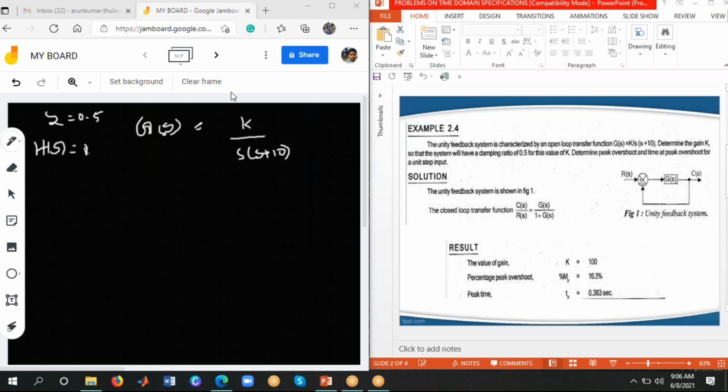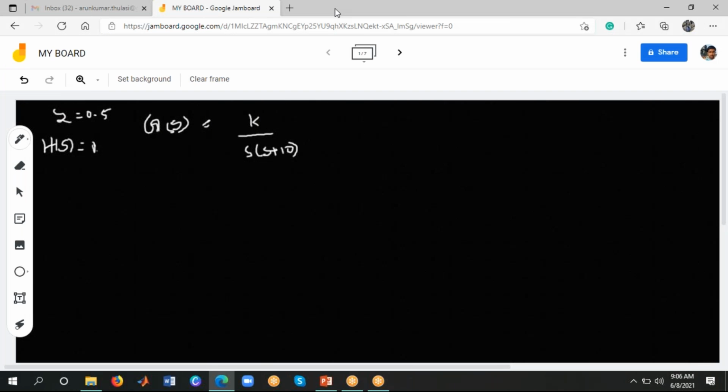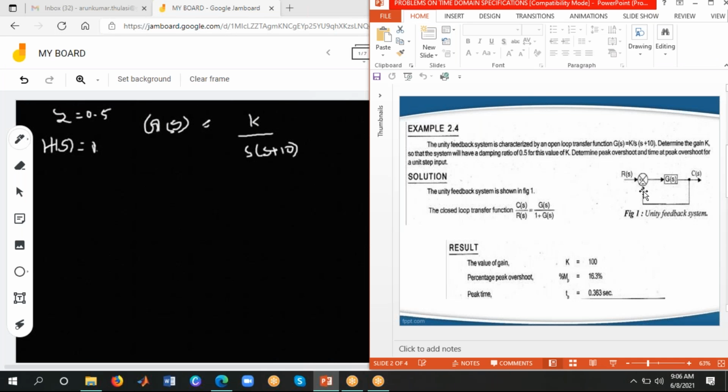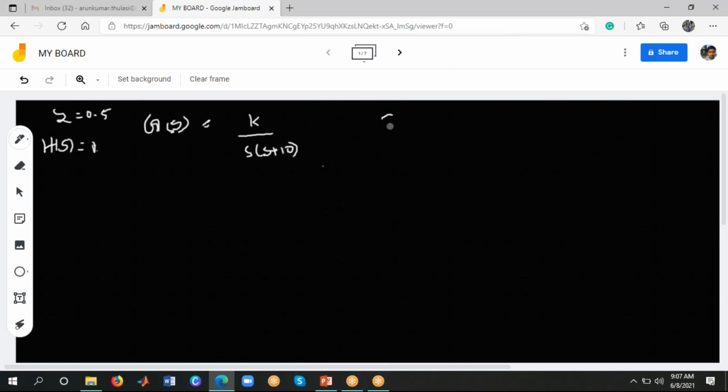So let me see how we can find these three parameters. First of all, we are going to derive. The given problem is a negative feedback system. So we have to find the transfer function C of s divided by R of s equals G of s divided by 1 plus G of s into H of s. Now find this transfer function.